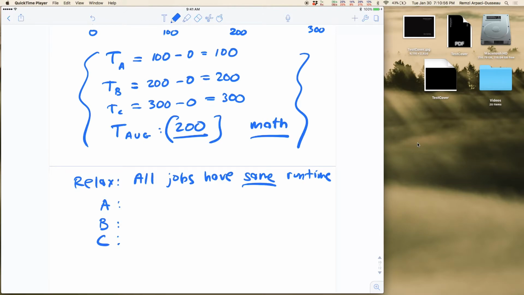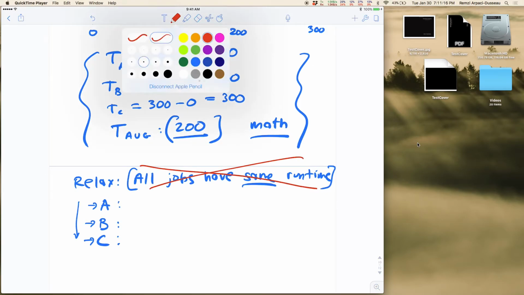So let's say I wanted to create a workload that's going to run A, B, and C in that order, okay? Because let's say they all arrive at the same time, and we just say A runs before B, runs before C. But we've relaxed this assumption that all jobs have the same runtime, which means they no longer do.